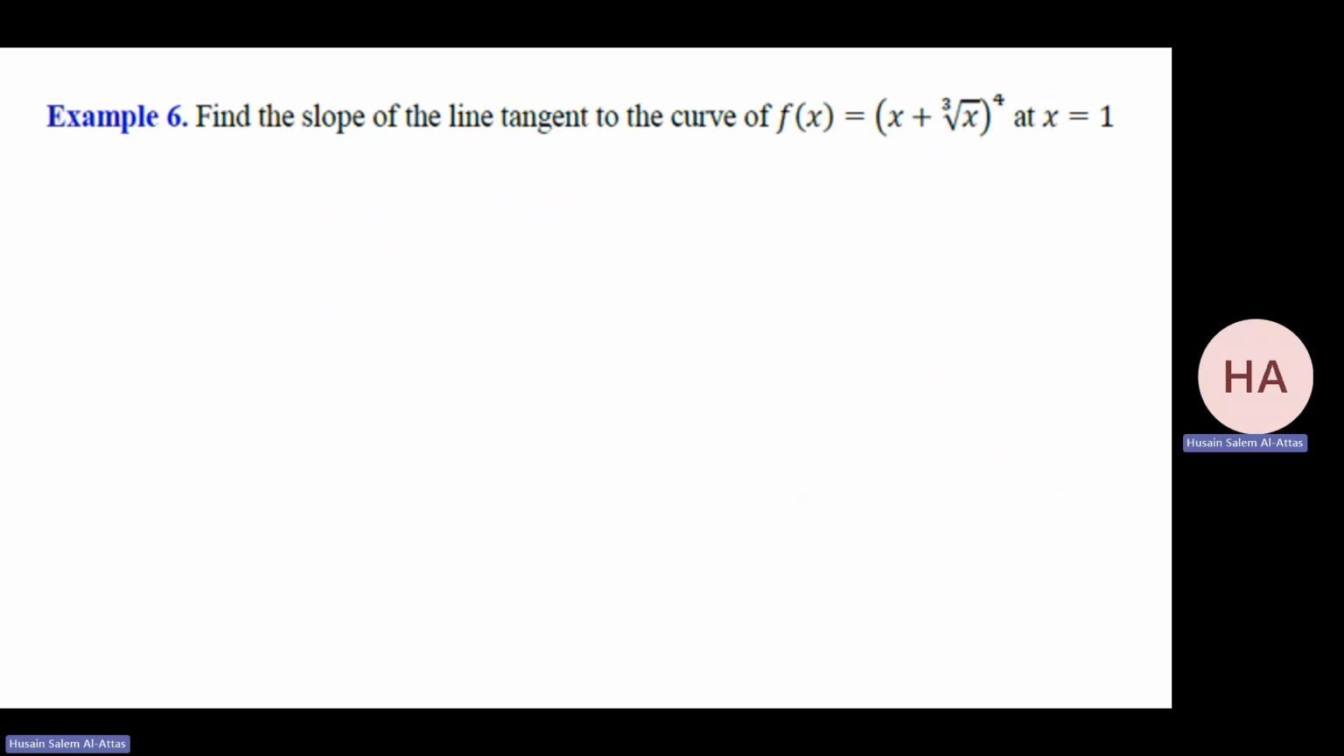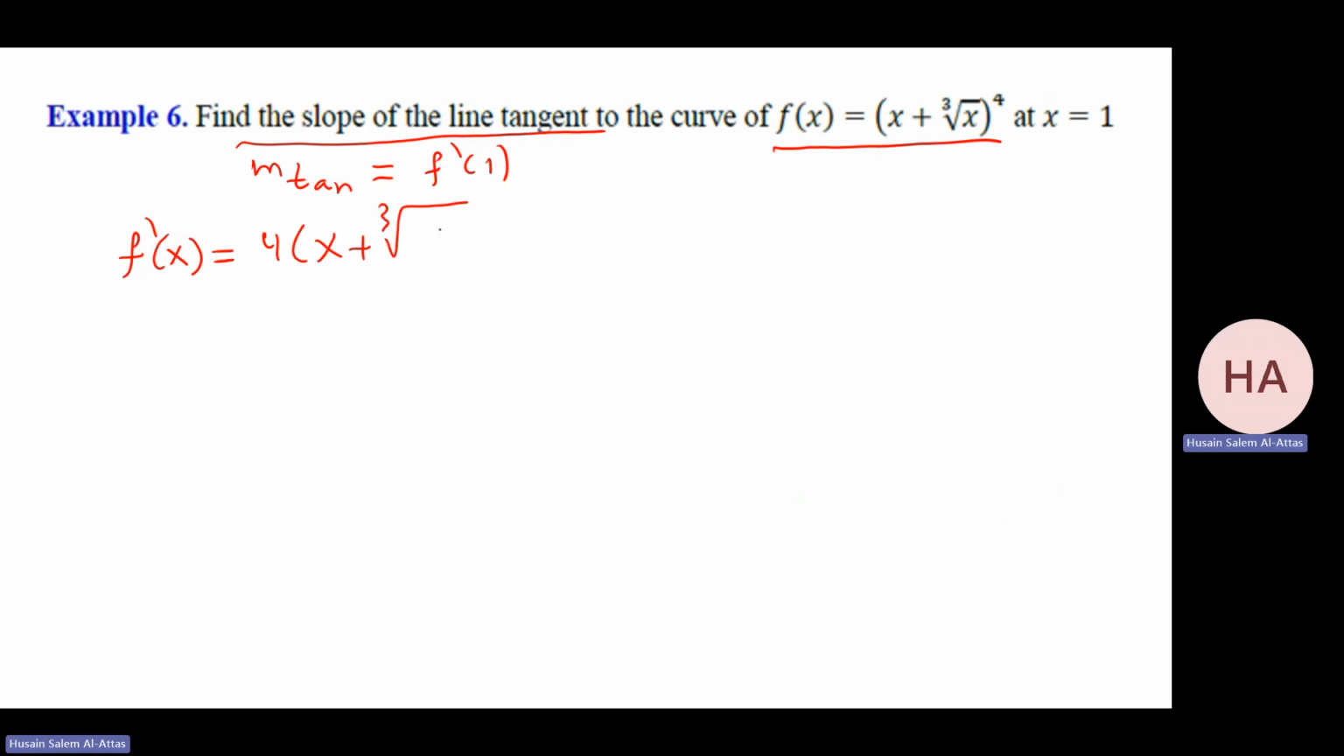Find the slope of the line tangent, like these previous finds. What I need to do, I need to find the derivative. M tangent will be f prime at 1. But to find the derivative, I need the implicit differentiation. So f prime of x will be 4x plus cube root of x to the power 3 times derivative of this, which is 1 plus, this is x to the power 1 over 3. I can write it x to the power 1 over 3. So it's 1 plus 1 over 3, x to the power minus 2 over 3.